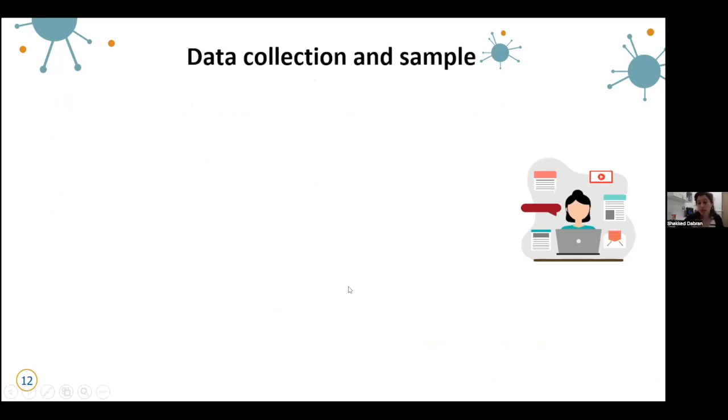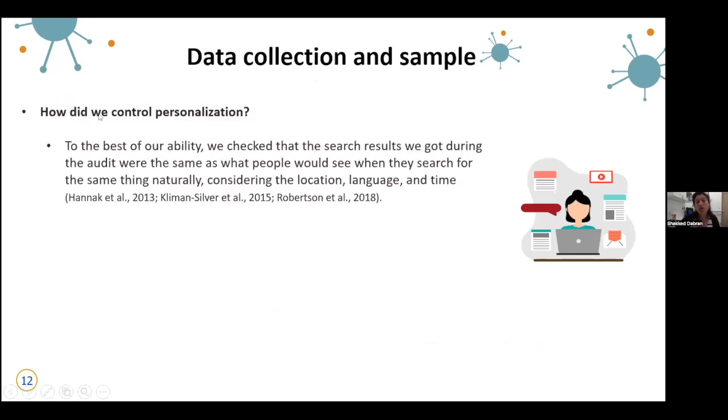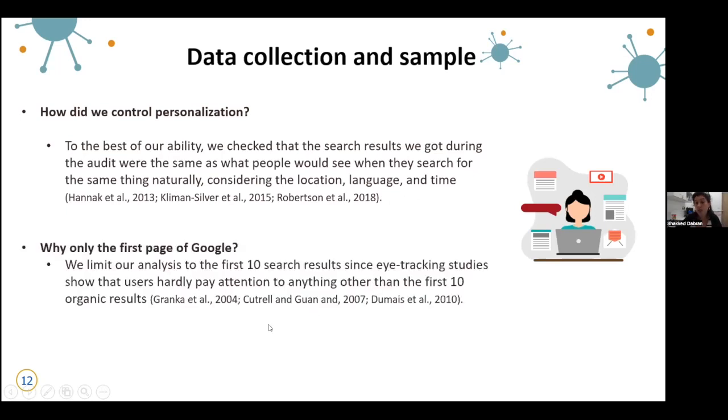The data collection and sample. First of all, how did we control personalization? To the best of our ability, we checked that the search results we got during the audit were the same as what people would see when they search for the same thing naturally, considering the location, the language, and time.